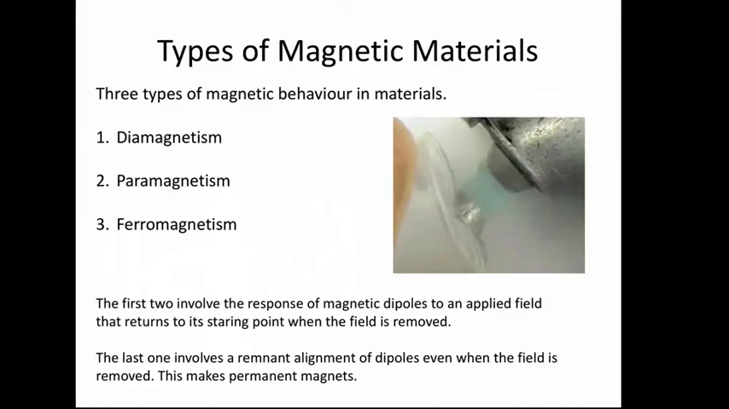Now, there are different types of magnetic materials, and there are essentially three ways that materials can respond to magnetic fields. The first two involve the response of magnetic dipoles to an applied field that returns to its starting point when the field is removed. These are weaker types of magnetism, and you don't generally see them. The last one, ferromagnetism, involves a remnant alignment of dipoles even when the field is removed, and this makes permanent magnets.